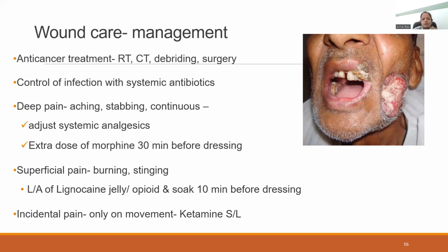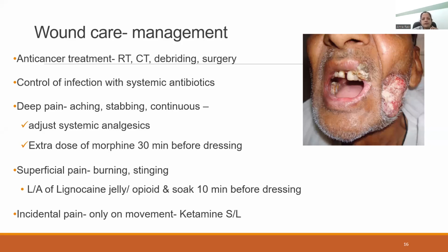Right? Now, what time should be there for the dressing? So as we discussed in the previous session also, that always give an analgesic 30 minutes before the dressing. Okay? Or you can plan the dressing time after the regular dose of the analgesic he is getting. So in both ways, you have to plan the time of your dressing. And it may happen that patient requires more than one dressing a day. Okay, so that will depend on how much the secretions are there, right? So depending on that, we have to do.